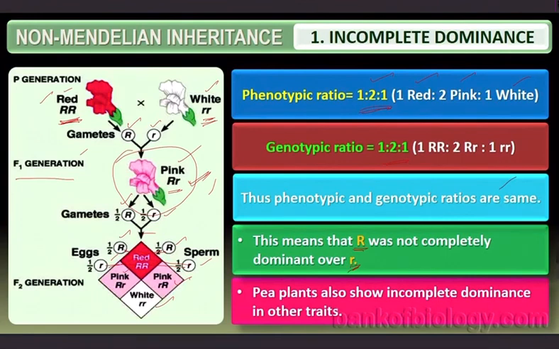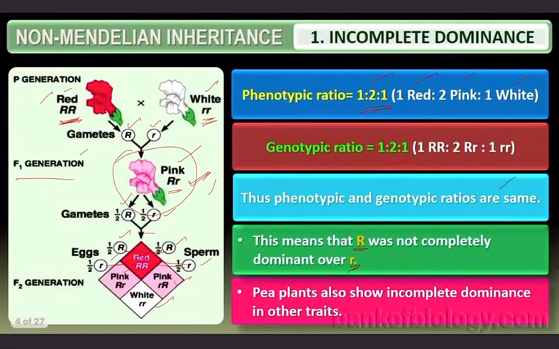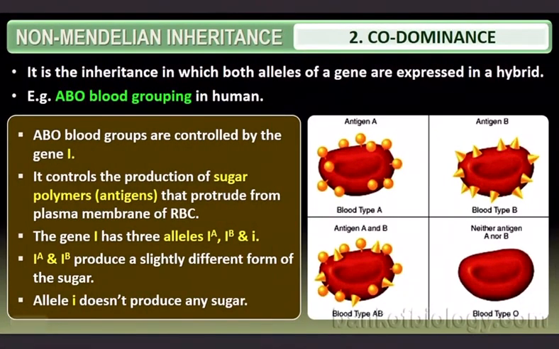This means that capital R, the dominant gene, was not completely dominant over the recessive gene, small r. So that is the reason why the pink flowers are being formed. A new character has come because of incomplete dominance. So you must remember both the plants, Mirabilis jalapa, the 4 o'clock plant, as well as snapdragon, which I showed just now. And pea plants also show incomplete dominance in some other traits. Even though we talked about tallness and the Mendelian 7 characters, there are other traits where pea plants show incomplete dominance.